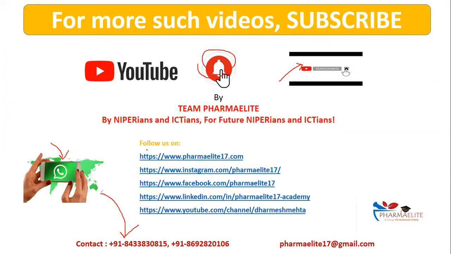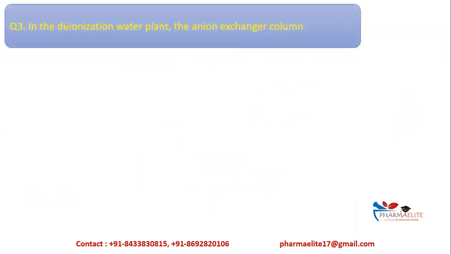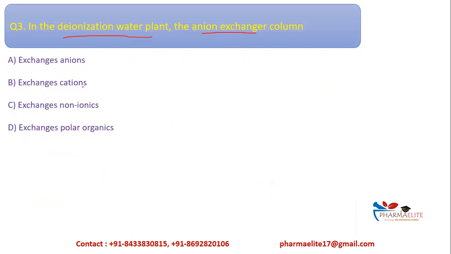Let us move to the next question. In a deionization water plant, the anion exchange column is dash. Options: exchanges anions, exchanges cations, exchanges non-ionics, exchanges polar organics.